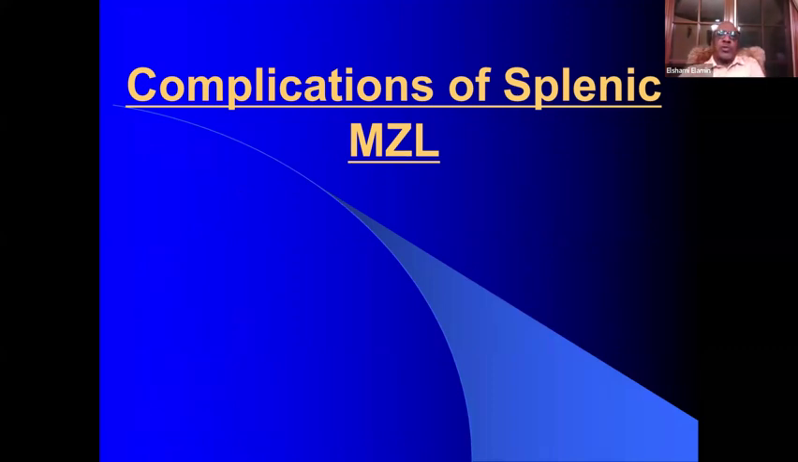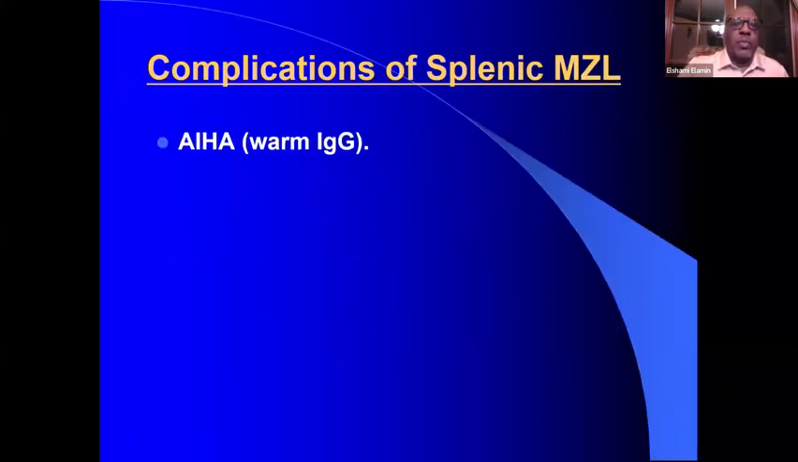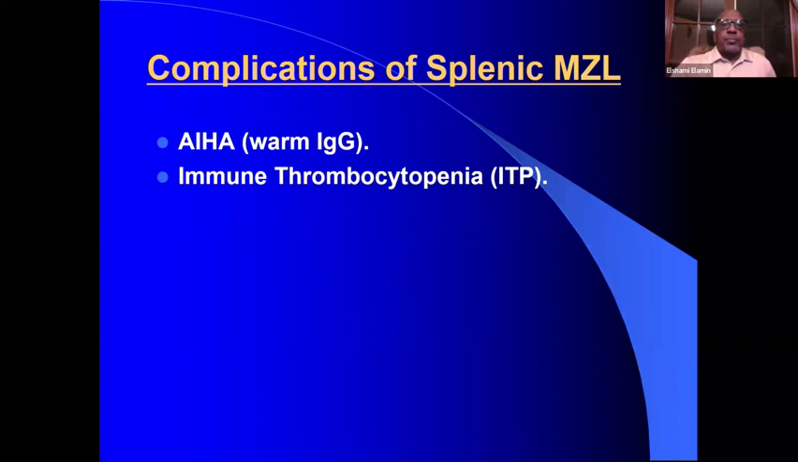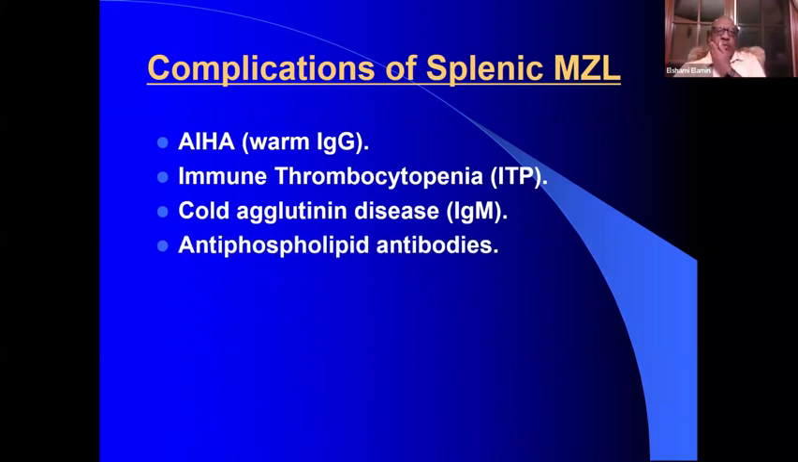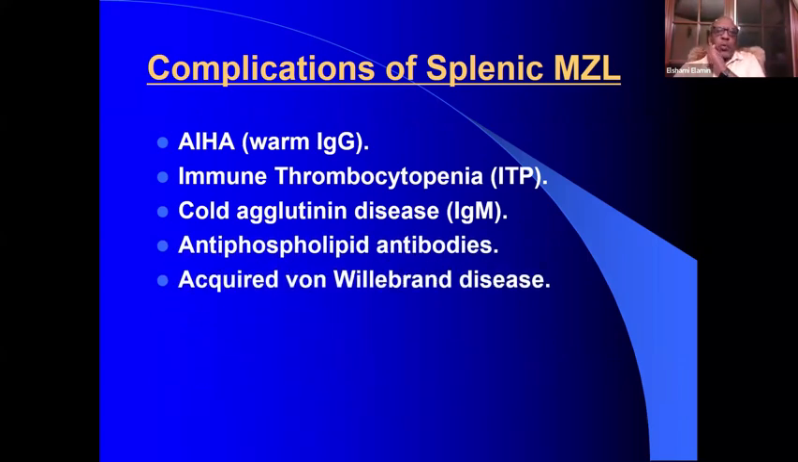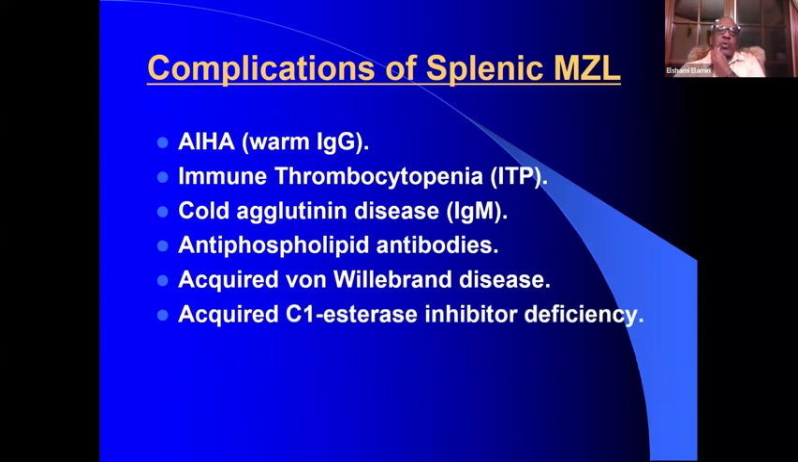Complications: marginal zone lymphoma may present with complications, especially we're talking here about the splenic marginal zone lymphoma. What are the complications? It could be autoimmune hemolytic anemia, or ITP, immune thrombocytopenia, cold agglutinin disease, antiphospholipid, or acquired von Willebrand disease. So they may present with complications rather than lymphadenopathy or splenomegaly. It could be autoimmune complications.